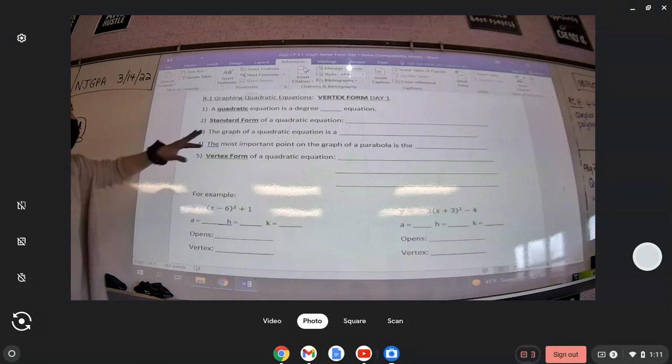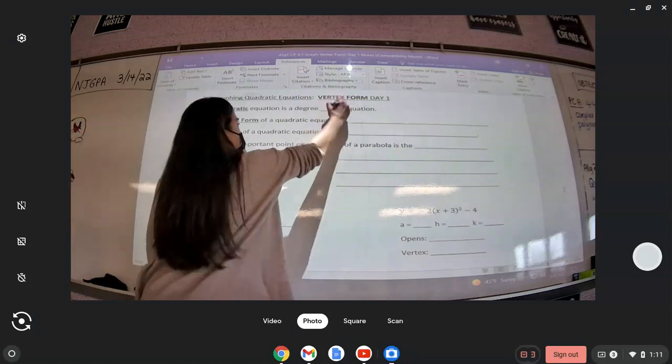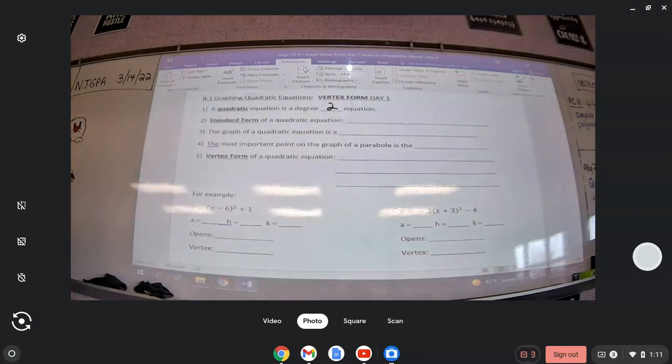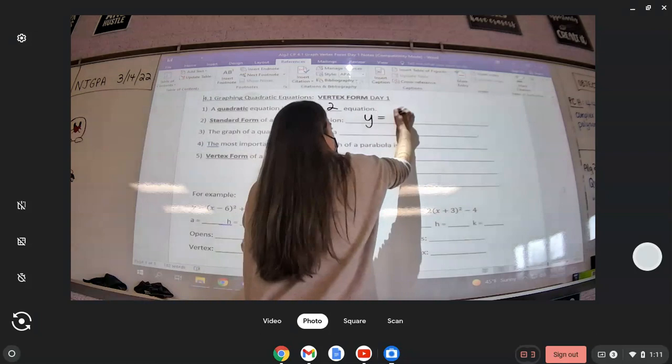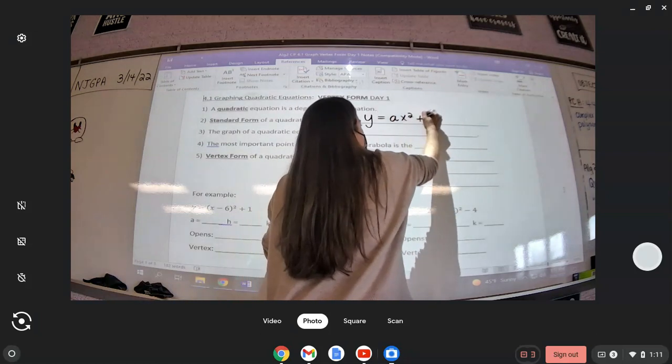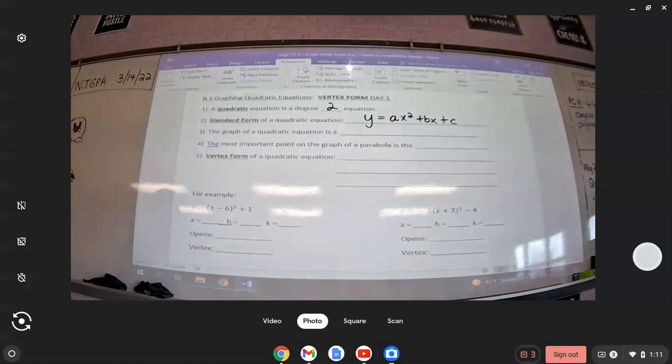All right. So remember, no matter what form it's in, it's a quadratic equation if it's a degree 2 equation, right? The highest exponent on a variable is 2. Standard form is what we've been working with, and we know it looks like this: ax squared plus bx plus c. We know a is the number that tells us if it opens up or down, and the number the pattern depends on. We know c is always our y-intercept.